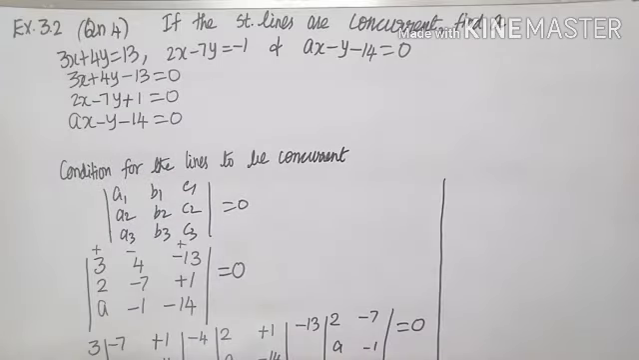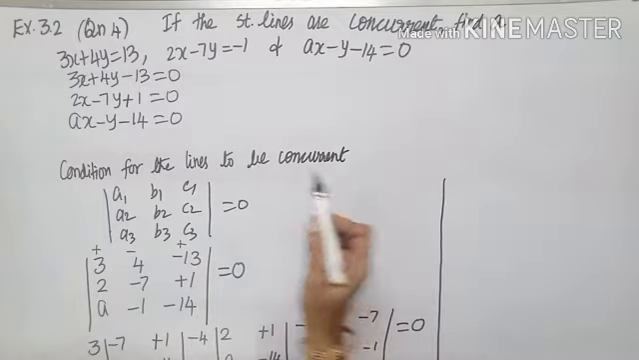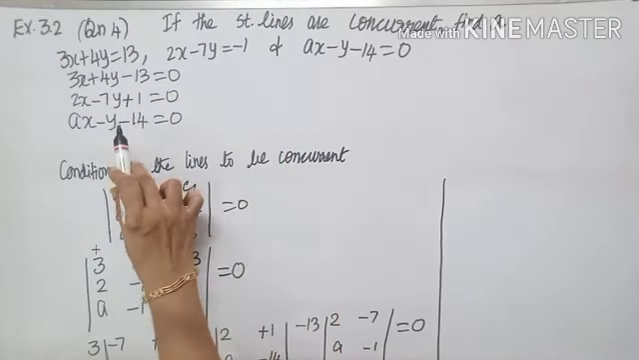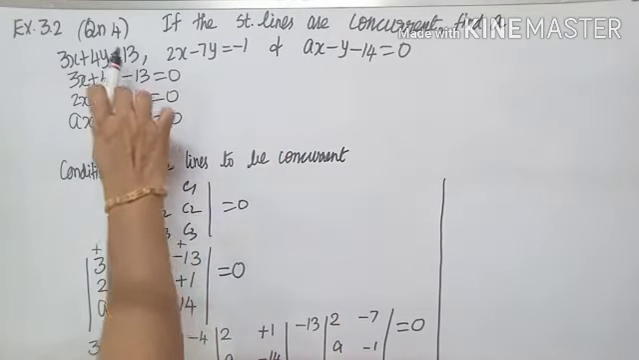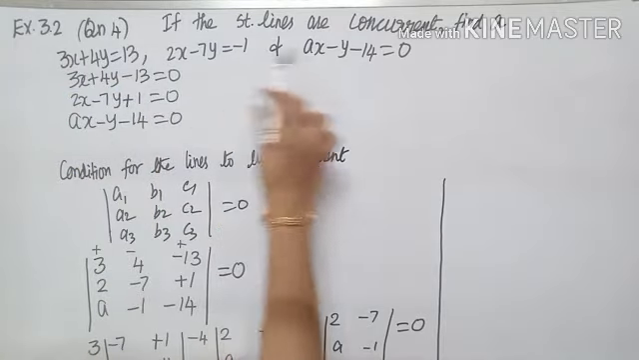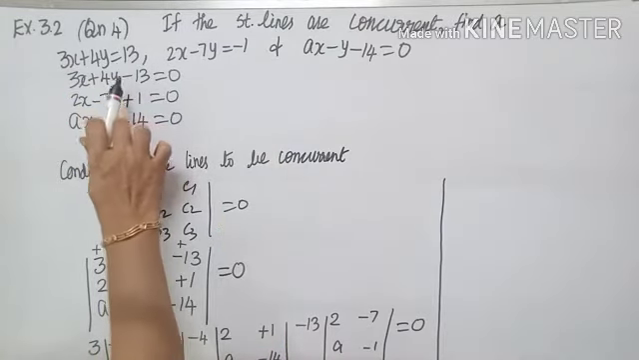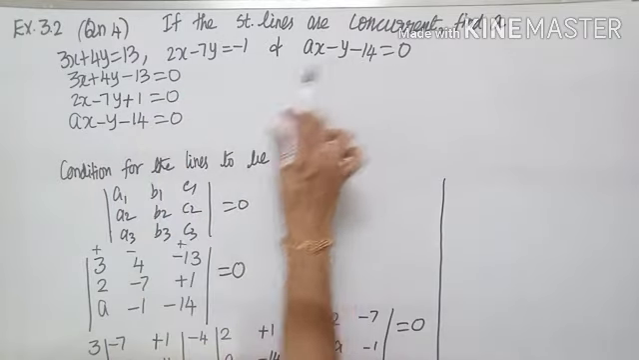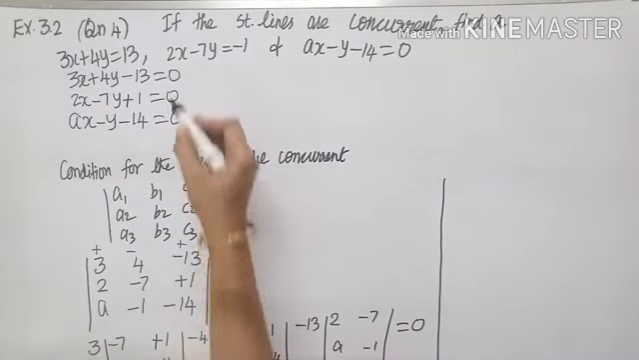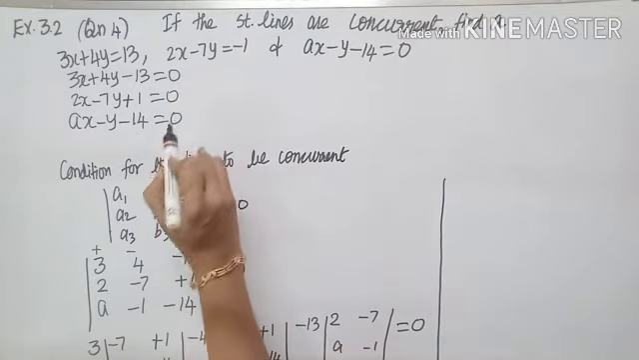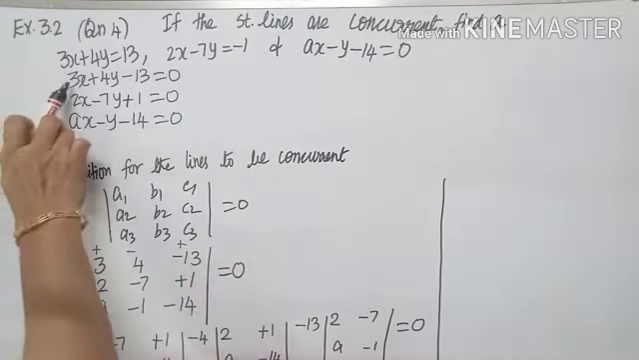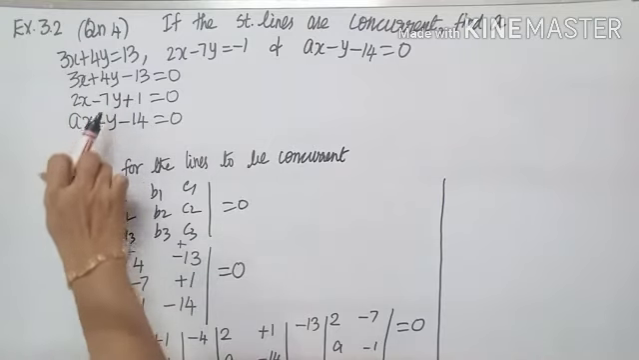Question number 4. If the straight lines are concurrent, find a. Given the three different straight lines, try to rewrite them by bringing constants to the left. So plus 13 will come as minus 13, minus 1 will go as plus 1. Here already it is on the left. Keep the right hand side to be 0 and check whether you have written x under x, y under y.